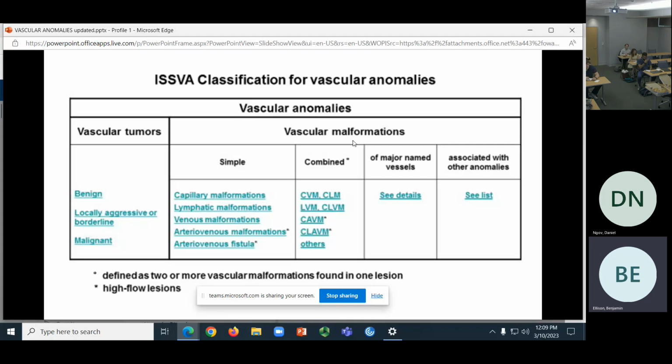Okay. So if you guys could just recognize this big group and how it can be divided, it's a great start to understand and know how to talk to patients and referring physicians, and to put this frame in your mind for how to address vascular anomalies.